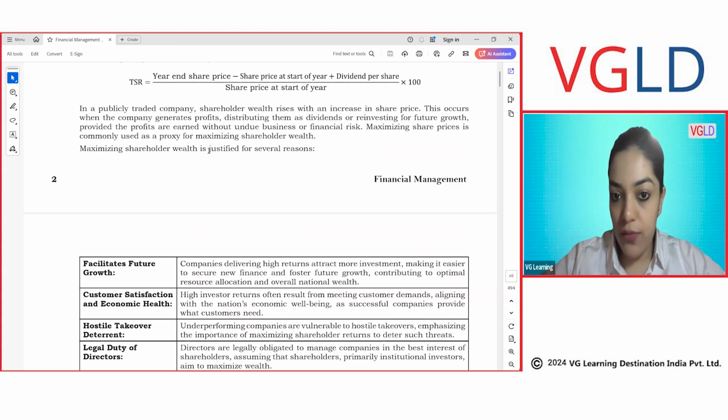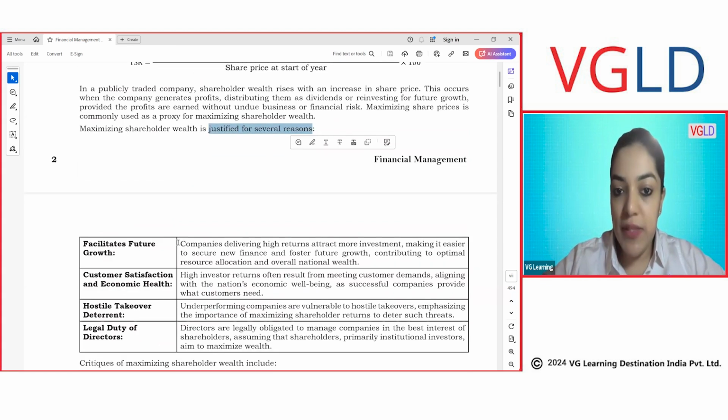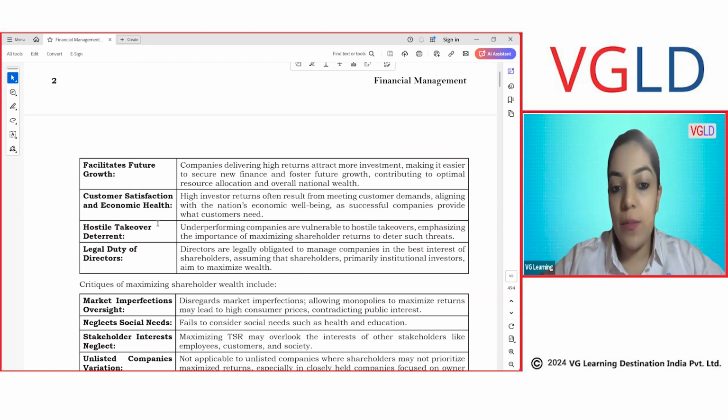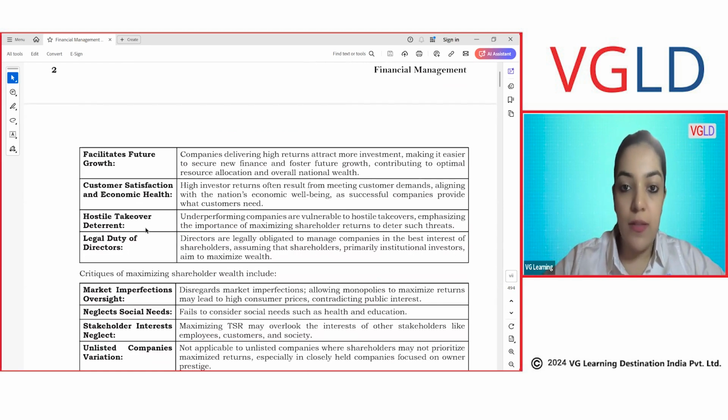So it is justified for the following reasons. What are the reasons? It facilitates future growth, customer satisfaction, and economic health. Then hostile takeover deterrent. That means if your share prices are high, then companies cannot take you over without your consent. Then legal duty of directors, that is, it is the fiduciary duty of the directors to maximize shareholder wealth.